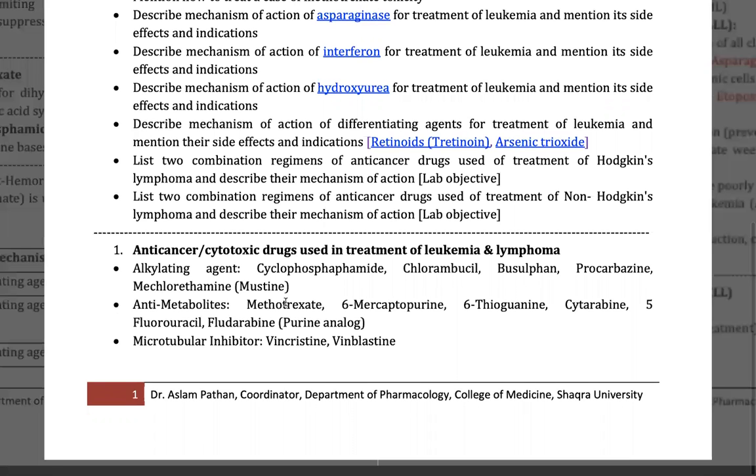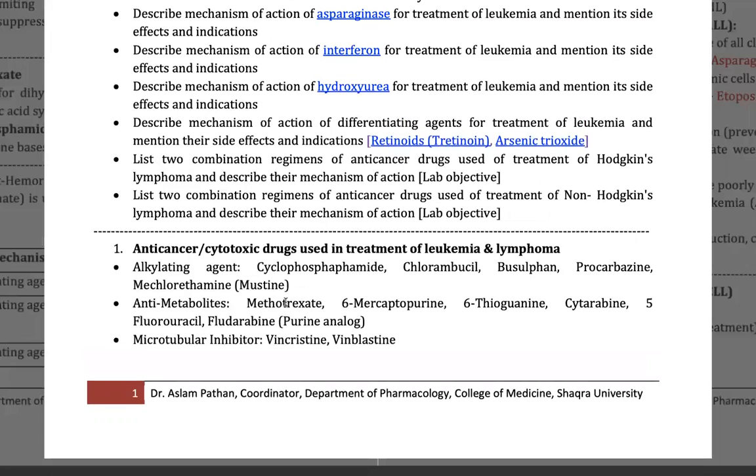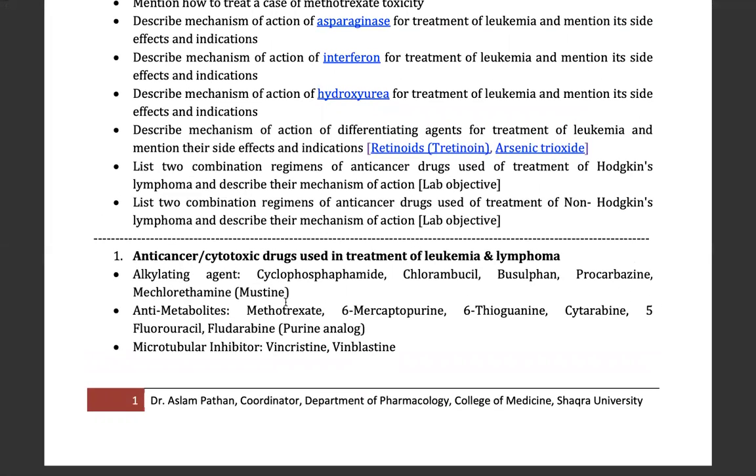So alkylating agents alkylate the cross linkage of the guanine bases, and it inhibits the wrong replication of the DNA strand, which inhibits the nucleic acid synthesis. So examples are cyclophosphamide, chlorambucil, busulfan, procarbazine, mechlorethamine, then antimetabolites.